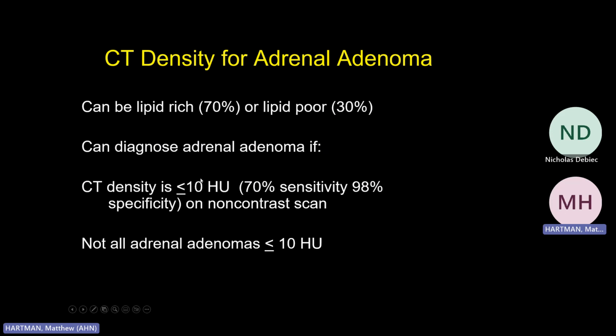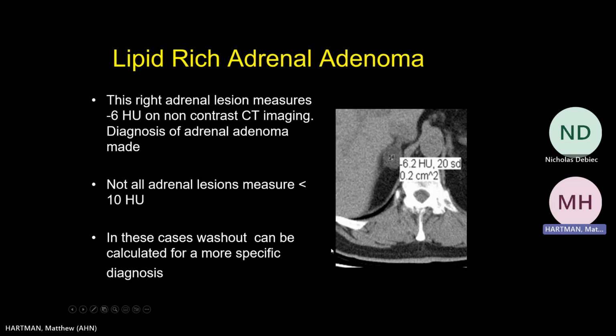We don't want to be measuring a large 5 centimeter centrally necrotic mass and call it adenoma. You know, for those cases, we're going to be worried about adrenal cortical carcinoma. But if it's homogeneous, less than 4 centimeters, we are good. But not all adrenal adenomas will measure less than 10 Hounsfield units on non-contrast scan. For these cases, where you do have a non-con and it's low density, we have the diagnosis, lipid-rich adenoma.